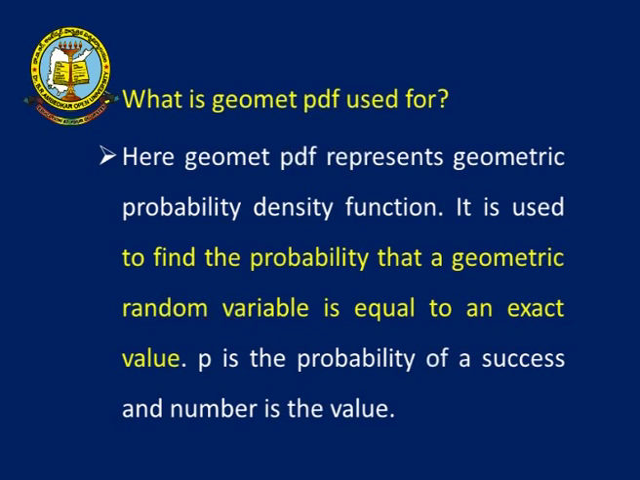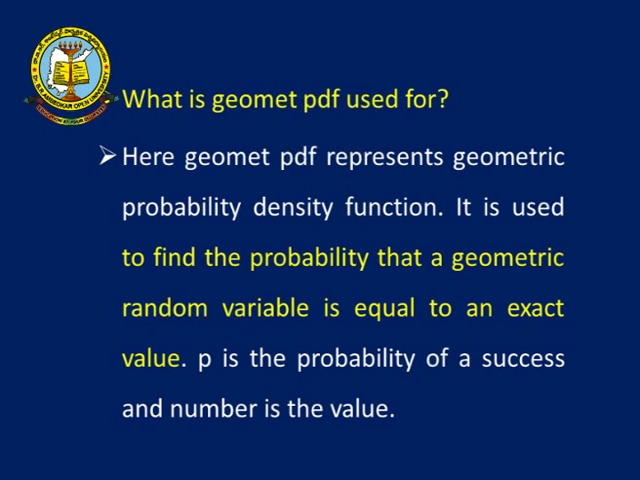What is the geometric probability density function? PDF means probability density function. It is used to find the probability that a geometric random variable is equal to an exact value. The random variable can be substituted in the probability density function, and it should equal an exact value. P is the probability of success, and the number is the value. So P plus Q is equal to 1, as we have told here.